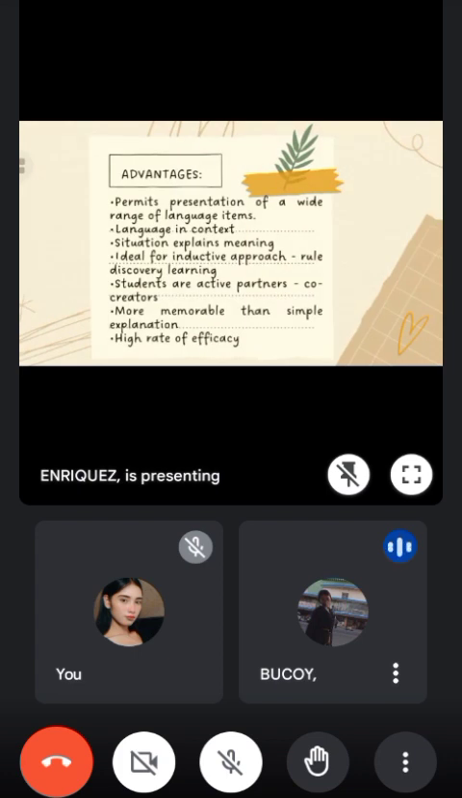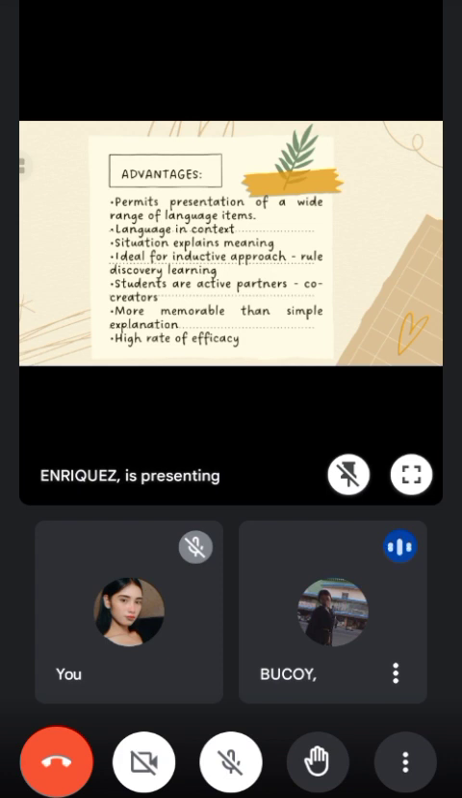Second is the language in context. Language in context is what surrounds a word or piece of text. In order to understand what words mean, we have to know something about the situation where they are used. In print, a word, phrase, or sentence has other text around it. This helps the reader to understand the piece in question. Third is the situation explains meaning. As I said a while ago, in order to contextualize the language, this helps to clarify the meaning itself.